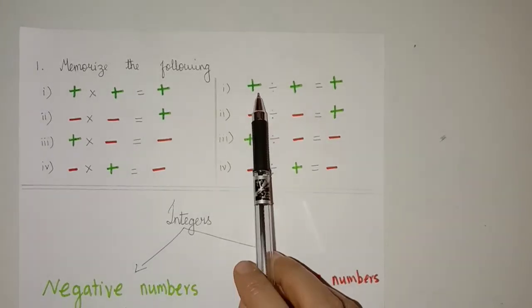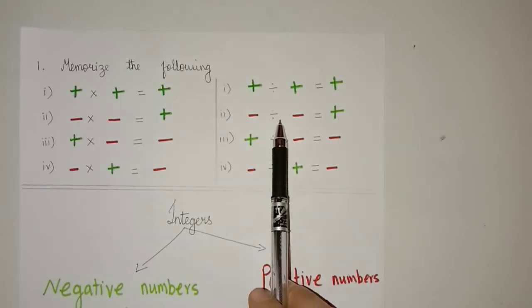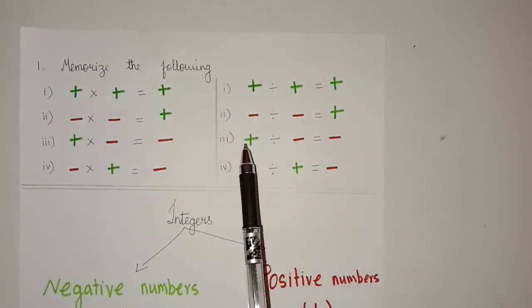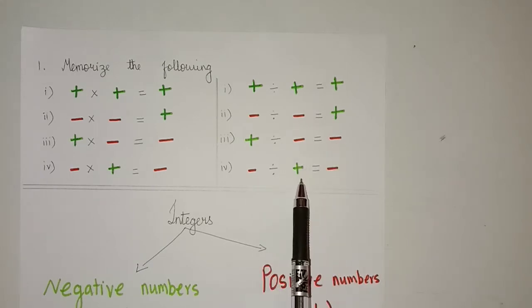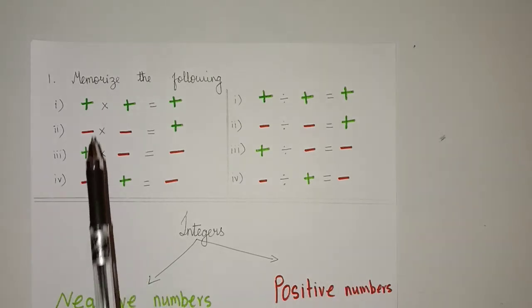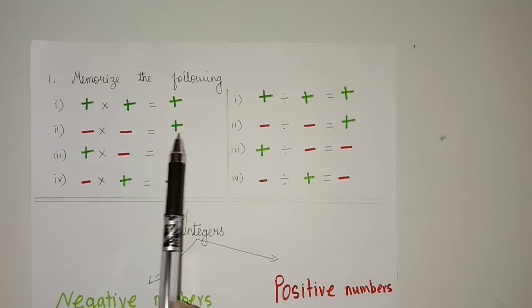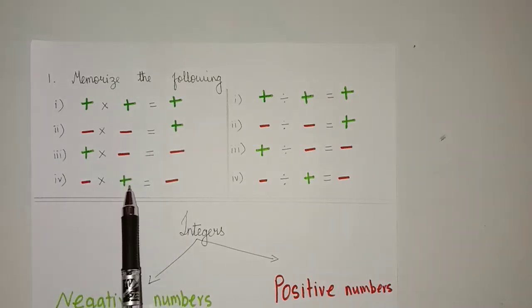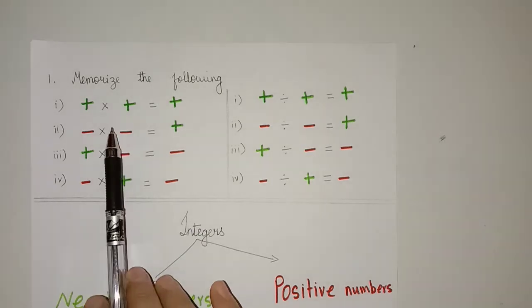Now here, plus divide plus, you get plus. Minus divide minus, you get plus. Plus divided by minus, you get minus. Minus divided by plus, you get minus. Or you can memorize it in this way: plus into plus, plus. Minus into minus, plus. Plus into minus, minus. Minus into plus, minus.